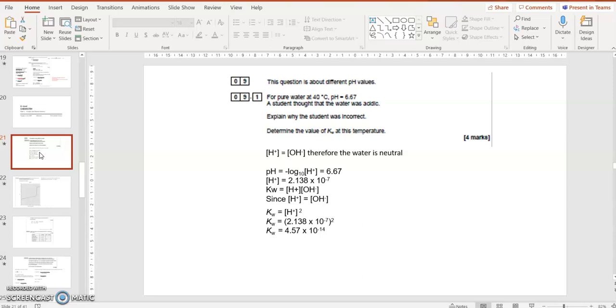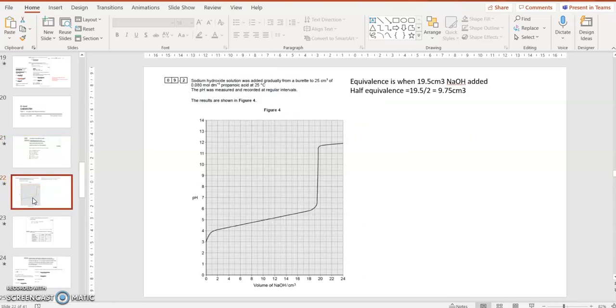The H+ and the OH- have come from the dissociation of water, so as the water molecules are split, it's making one H+ and one OH-. They must be equal, so I can turn H+ concentration times OH- concentration into H+ concentration squared. Kw equals 2.138 times 10 to the minus 7 squared, 4.57 times 10 to the minus 14.